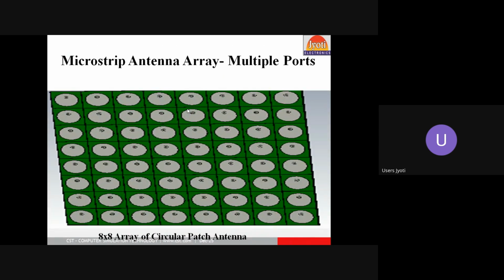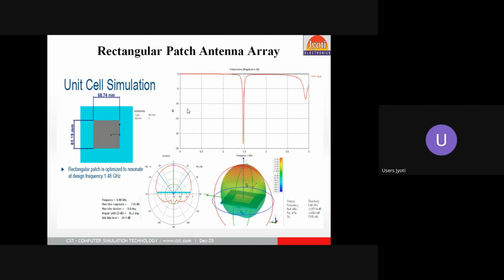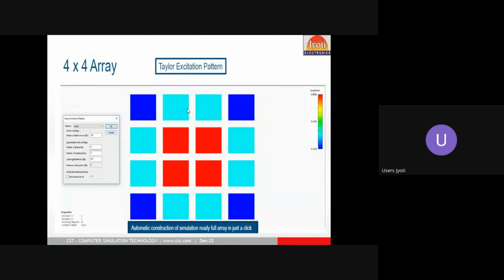Unit cell operation is also available. If you want to use the unit cell boundary condition, you can directly put the unit cell boundary condition in Z minimum and Z maximum for the unit cell and the proper mode boundary condition analysis. Here we can also take a rectangular patch antenna array unit cell, for example, and see how its radiation pattern and S parameter look.